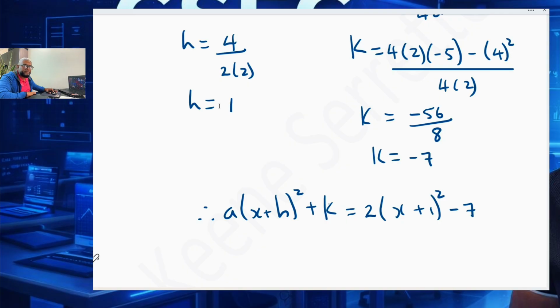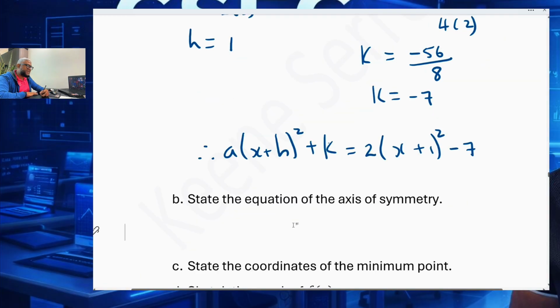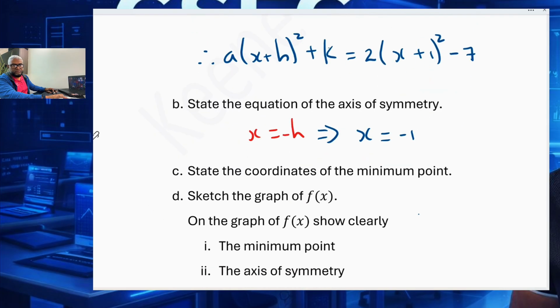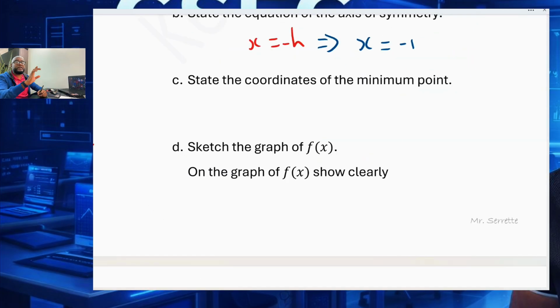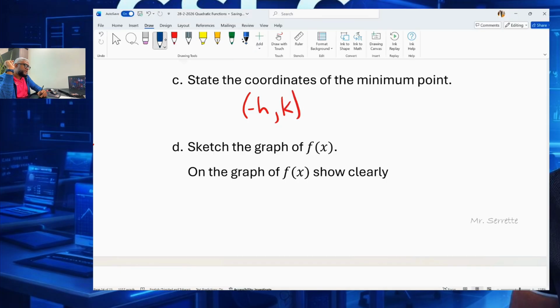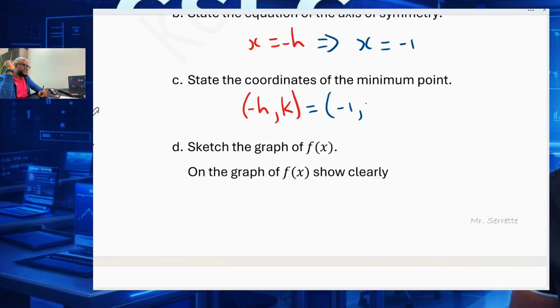Clear? Right? State the equation of the axis of symmetry. The equation of the axis of symmetry is given by x is equal to negative h. Right? So this will be x is equal to negative 1. You lost a whole mark there by just not doing that. And the next mark you lose was state the coordinates of the minimum point. The coordinates of the minimum point will be given by negative h comma k, right? And that will be negative 1 comma negative 7. A whole next mark you lose there.